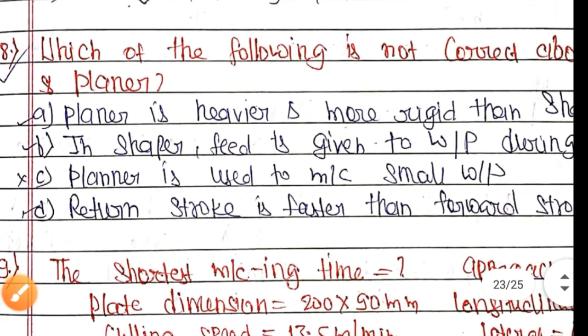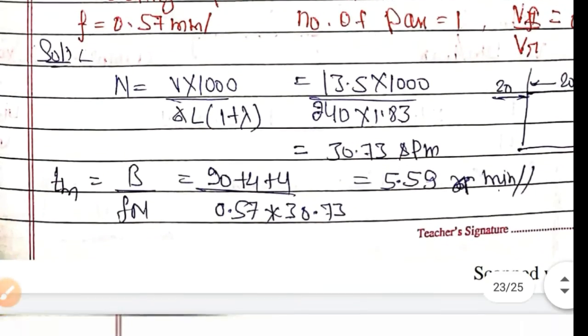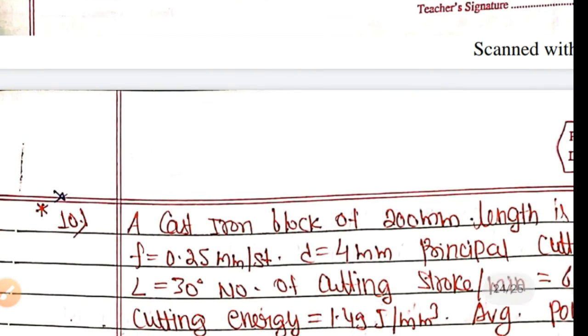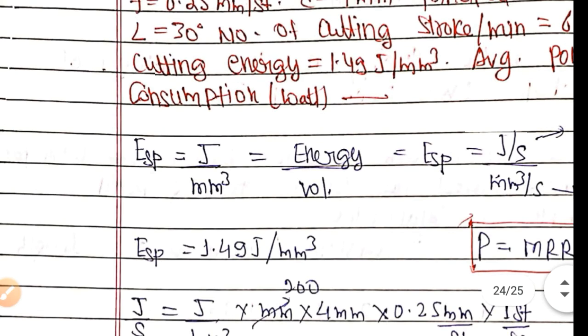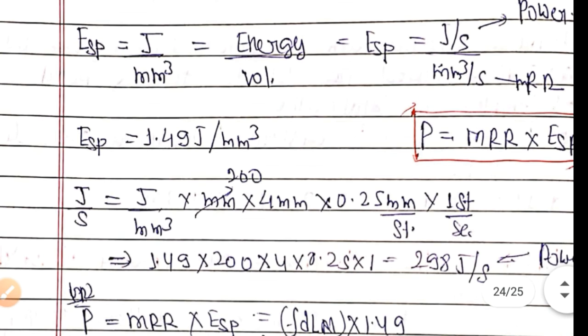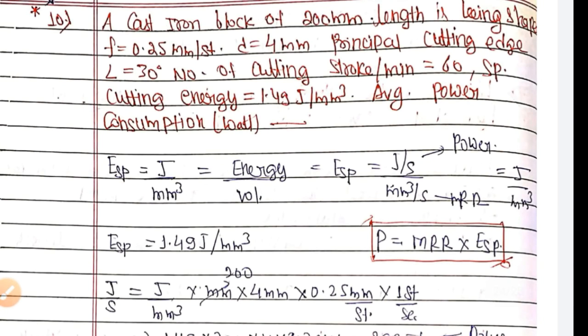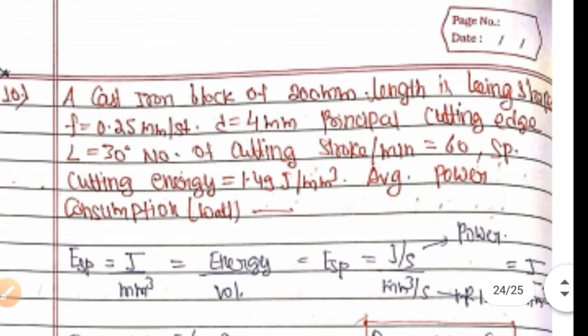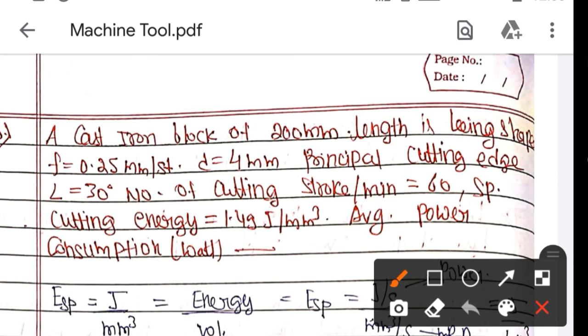Okay, so there are many more questions. I will not discuss all the questions. This is some of the other questions. The question is, a cast iron block is being shaped, the depth of cut is given as 4 mm, the principal cutting edge angle is given as 30 degree, which I haven't discussed related to this.